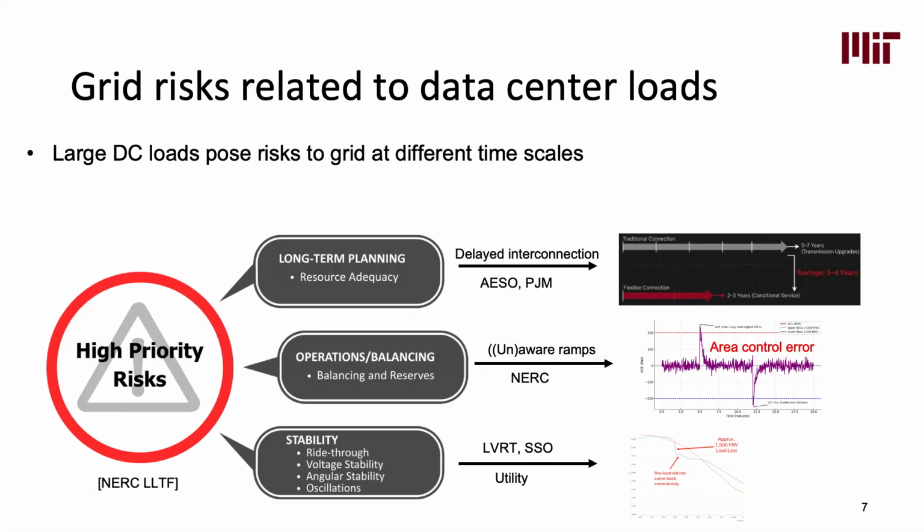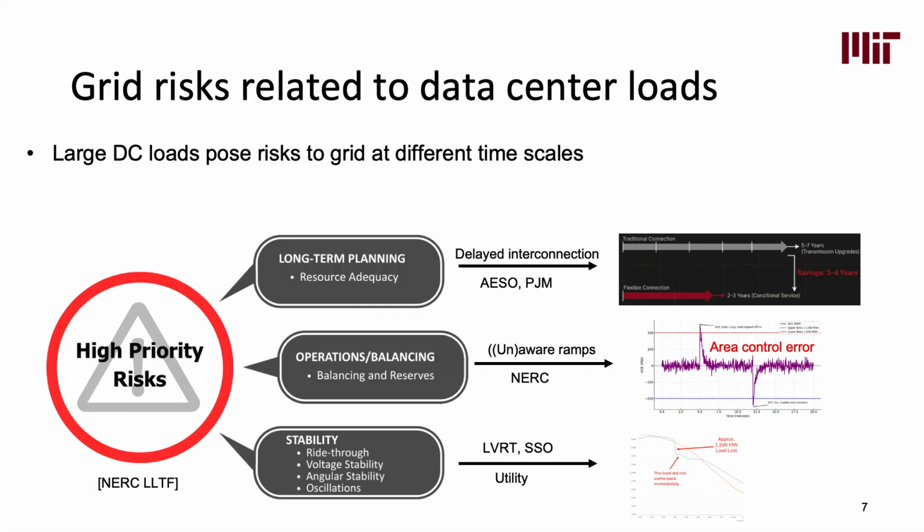But in terms of the grid, people are already starting to think seriously about what the grid risks related to these new data center loads would be. So I think 2-3 months ago, NERC, which essentially oversees the grid operations in North America, had their large load task force publish a first white paper. It identifies the high priority risks coming from data center loads, starting from long-term planning in terms of resource adequacy.